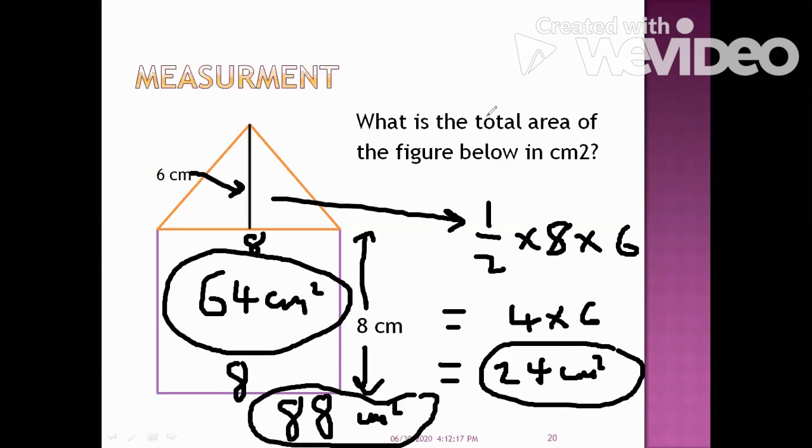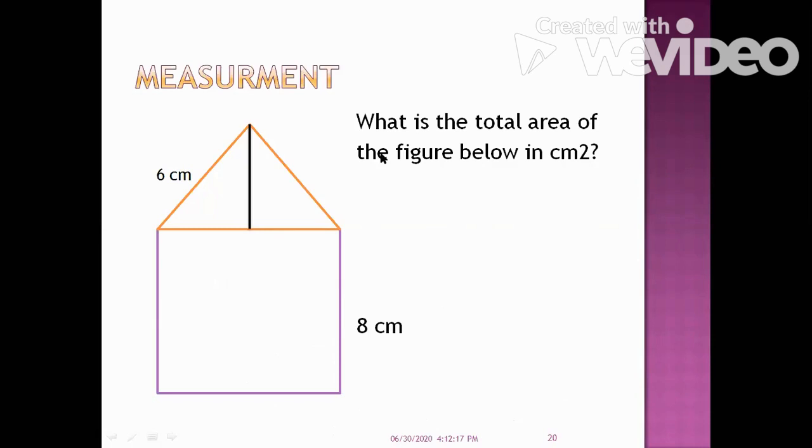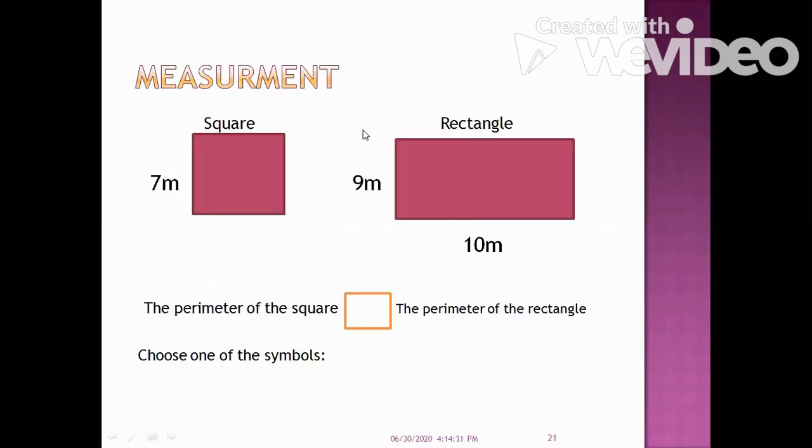Alright? Okay. Let's quickly move on to the next question. Alright, so this question here, this is part of the question. Choose one of the symbols. So one of the symbols are equal, less than, equal to, greater than or equal to. So basically we must put which symbol should go right here. So it says the perimeter of the square, dash the perimeter of the rectangle.